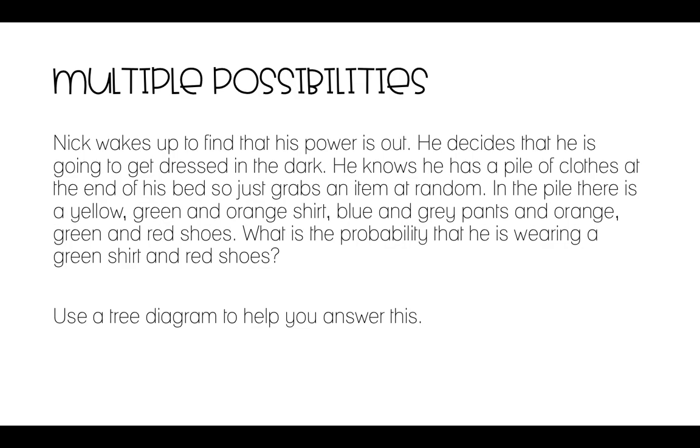So we're going to draw a tree diagram to represent this. Because there are multiple items and we're talking about colours occurring within different items, like a green shirt and green shoes, it can get a little bit confusing. So using symbols can be quite helpful. So we have our male, what did I call him again? Nick. So we have Nick here.